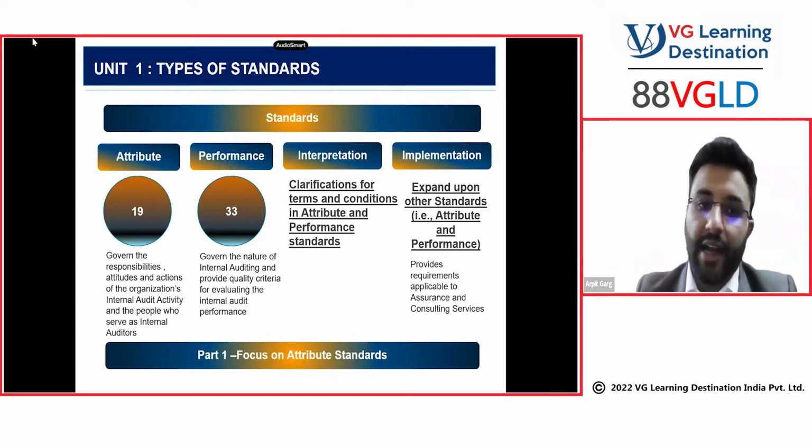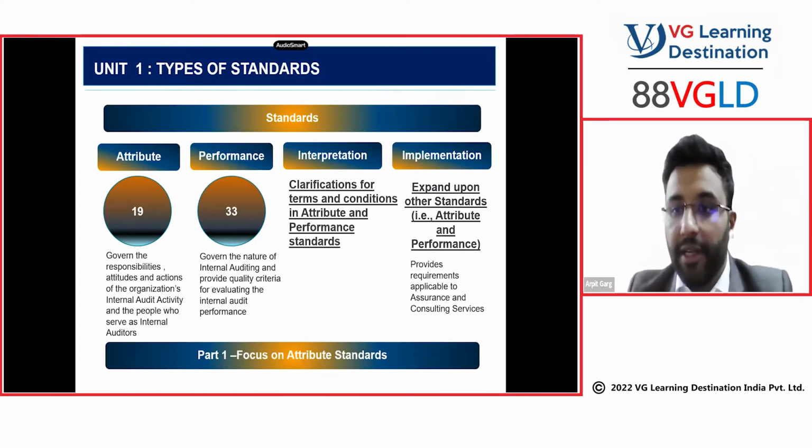So now let's understand what these standards mean. Let's clear the fundamentals. This is again important because sometimes in the examination they can ask what an attribute standard means, what a performance standard means, what an interpretation standard means, what an implementation standard means. So attribute standard, what does it mean, folks?